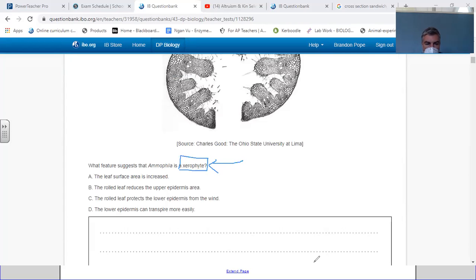You guys talk it out. Well, I don't think it's D because it would want to transpire less easily so it doesn't lose water, right? Right, exactly. Get rid of that one. That doesn't make any sense. You don't want to transpire because transpiring means that you're losing water. We don't want to do that more easily. We want to do that less easily. So that gives us three choices left.